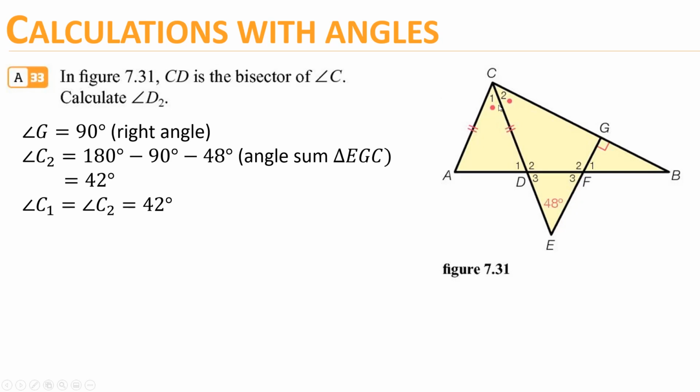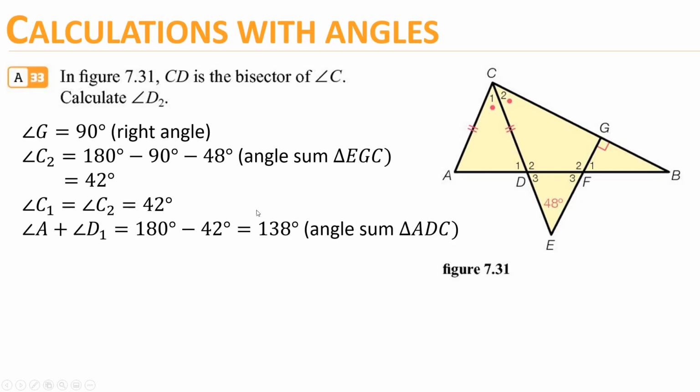Now we know C1. C1 is the vertex angle, so the other two angles are the same, and the sum of the other two angles is going to be 138. 180 minus 42 is 138. So A and D1 together are 138. Angle A plus angle D1 will be 138. And both of them will be half of this 138 because they are the base angles of an isosceles triangle. So angle D1 will be 138 divided by 2, which is 69 degrees.